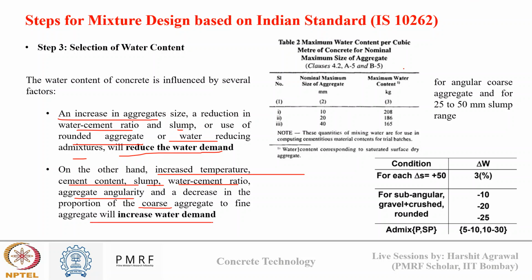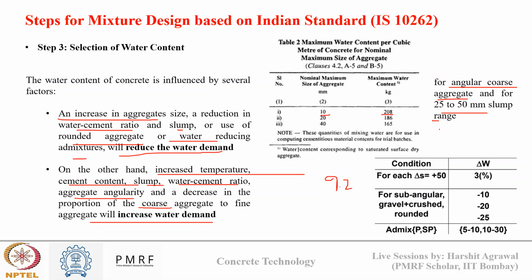Table 2 in IS 10262 gives us the value of maximum water content per meter cube of concrete based on the nominal aggregate size. Like we can see, for a nominal aggregate size of 10 mm, the maximum water content is 208 kg. These values mentioned in this table are for angular coarse aggregate and for 25 to 50 slump range. However, if we want to make adjustment for other coarse aggregates or other slump ranges, there is clause 9.2 mentioned in IS 456 where corrections are given.